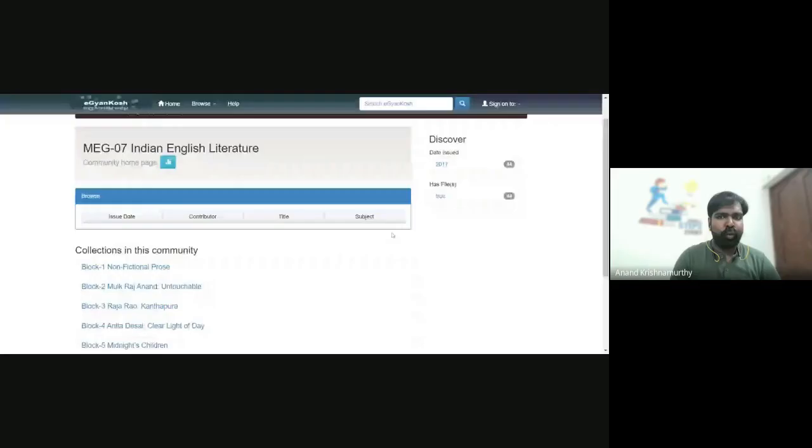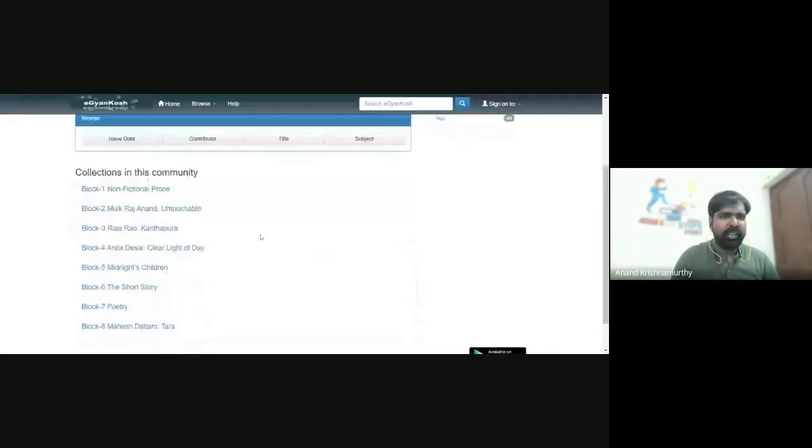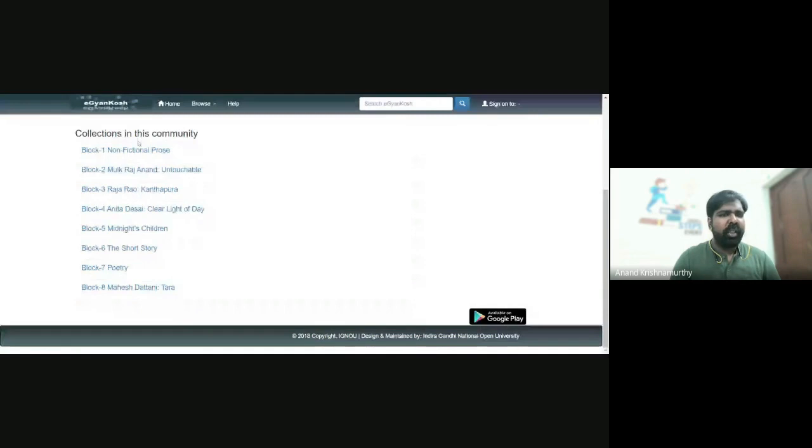As far as MEG 7 is concerned, of course, with other blocks as well, but I'm sticking to MEG 7 because I'm teaching MEG 7. I've shared a link in the chat box. I'll show you the page. This is eGyanKosh, where you have all these study materials. Here, this is Indian English literature. We have 8 blocks, and these are the materials.